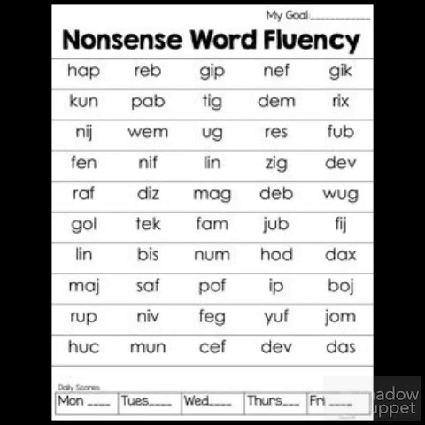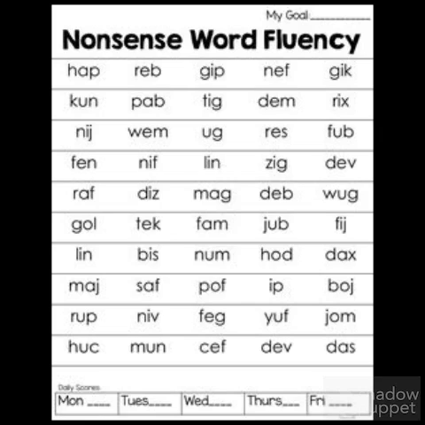When looking at nonsense words, there are two ways for a student to read them. The first way to read them and score them is by using correct letter sounds, or CLS. For example, let's look at the first word, hap. If I read this word, hap, I am reading each sound individually. This counts as 3 correct letter sound points.